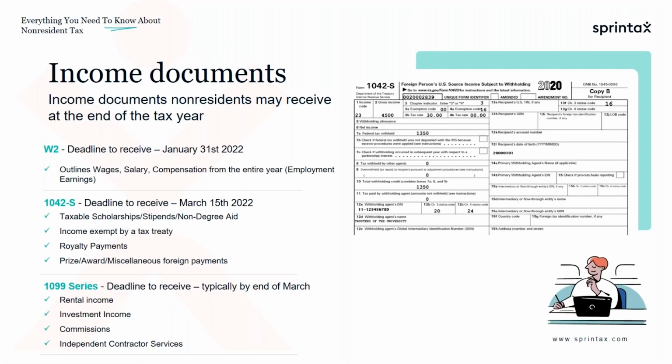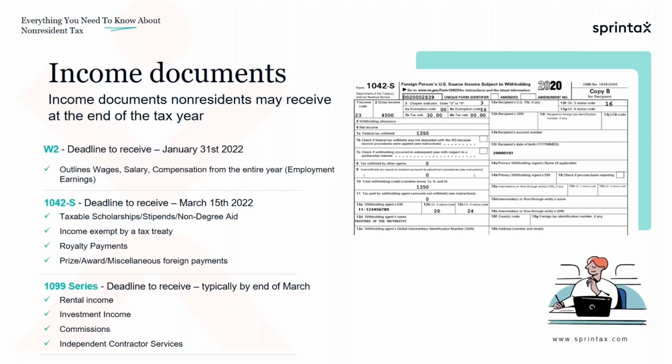A very important slide on some of the tax documents or income documents that you might receive as a non-resident to report the income that you received during the tax year. So we have the W-2, the 1042-S and the 1099 series documents. The W-2 is typically used to outline any wages, any salary, any compensation that was earned during the tax year, as well as any taxes that were withheld on that income. The deadline to receive a W-2, if you're due to receive one, would be by January 31st, 2022.